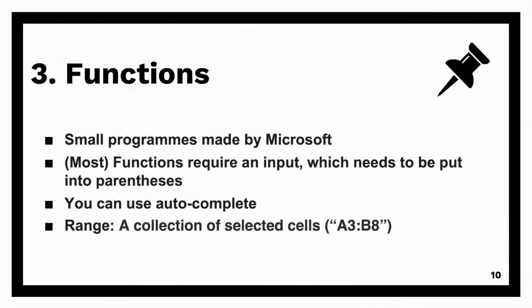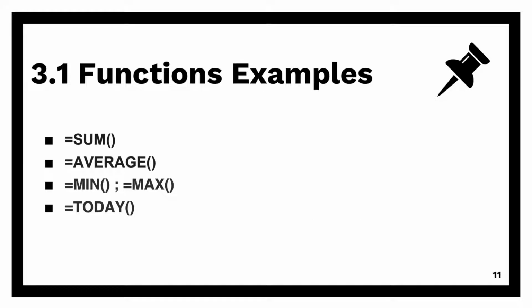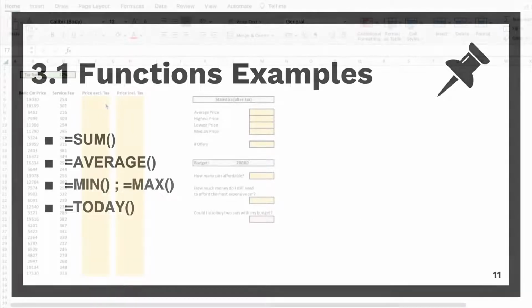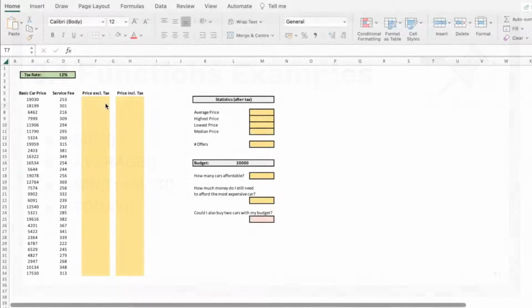Our last topic is functions. These are small programs made by Microsoft. Most of them require an input in the parentheses, and every function begins with an equal sign, just like formulas. Examples could be sum, average, min, max, and today. Here you can see a more complex example, which includes cell references, functions, and formulas.